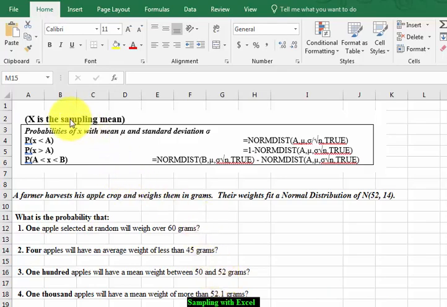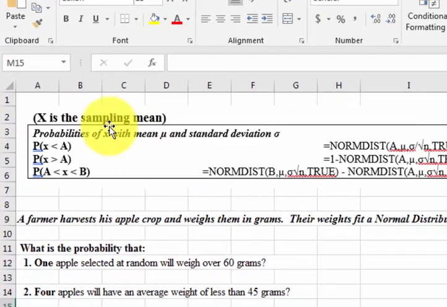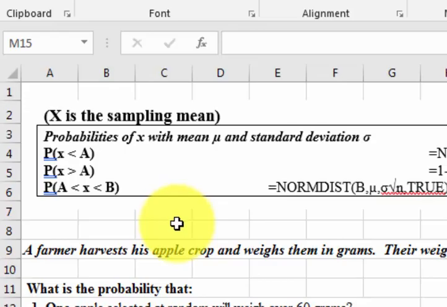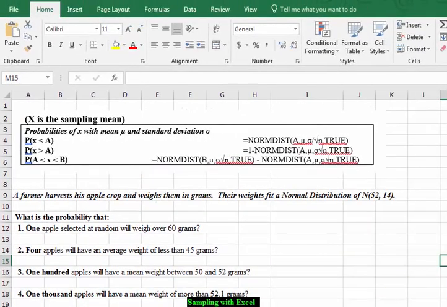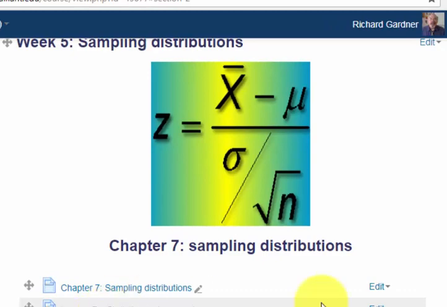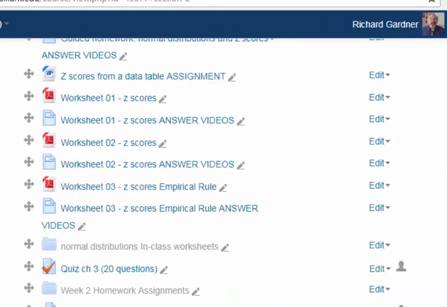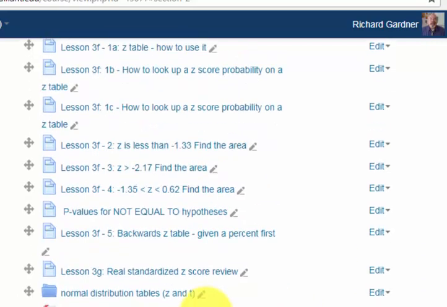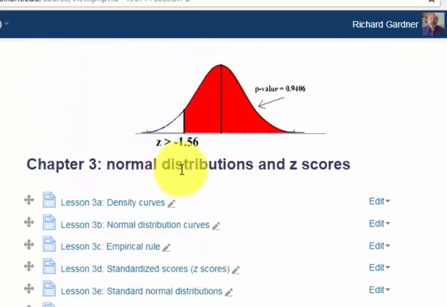This is the sampling homework with Excel. So the sampling chapter is just like chapter 3. This chapter, the sampling, is strongly related to chapter 3, with the z-scores and the probability of finding a z-score. These two are basically the same thing with one major exception.